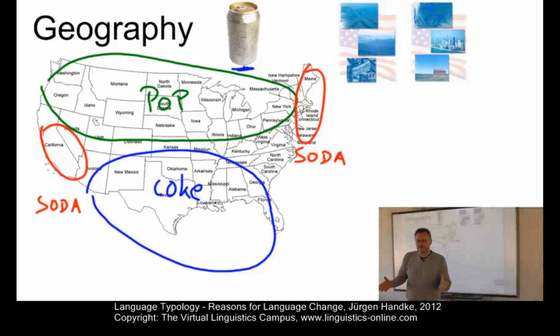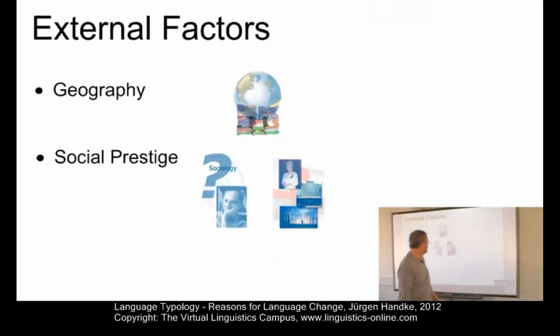In the past, people were geographically divided by mountain ranges, rivers, oceans, former kingdoms, etc. Today, however, the increased mobility of people within and between countries makes the geographical factor even more important than ever before. A second factor is referred to as social prestige.